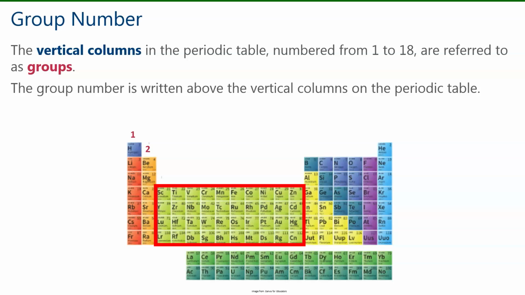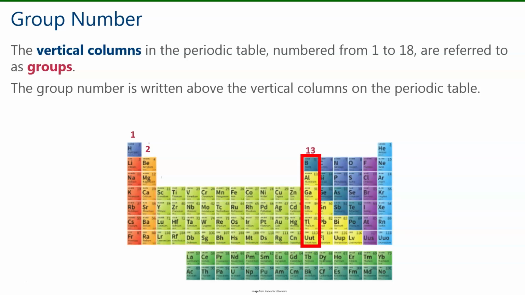Highlighted in red here in the middle of the periodic table, we have the transition metals. They cover groups 3 to 12. Group 13 comes next, starting with boron, followed by group 14. We can see that one starts with carbon. Group 15, starting with nitrogen. Group 16, starting with oxygen.